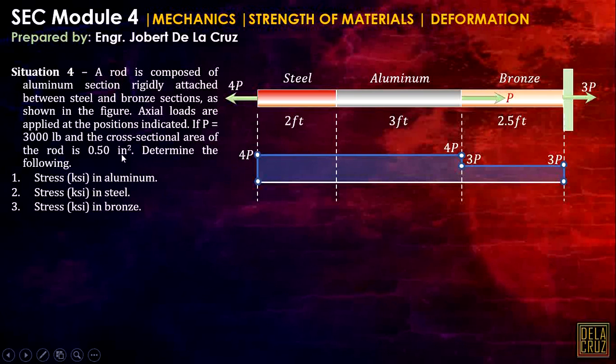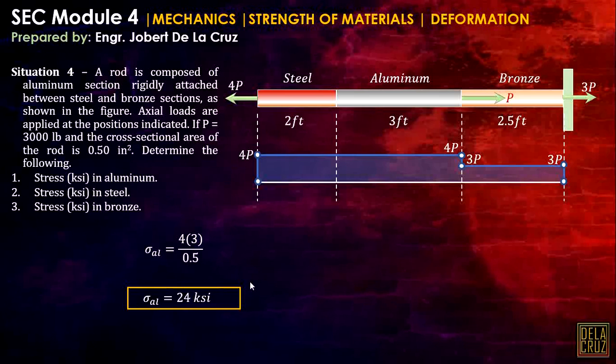To calculate the stress in the aluminum, this is the aluminum. What is our force here? That should be 4P. The P here is 3,000 pounds. In this problem, we need to convert this into ksi, or kips per square inch. So I will just divide it by 1,000 to make it 3 kips. So 4P will be 4 times 3. What is the area? 0.5 inches square. And we have this answer.